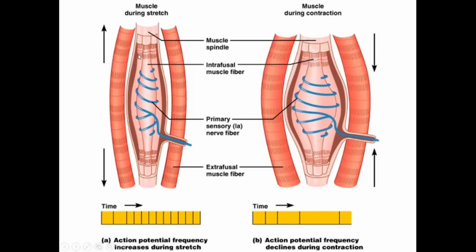When we stretch the muscle, you can see the number of the signals relayed to the spinal cord increased, or the action potential frequency increased during the stretch. And during the muscle contraction, the number of these action potentials decreased. So when we stretch the muscle, actually we stimulate the muscle spindle.